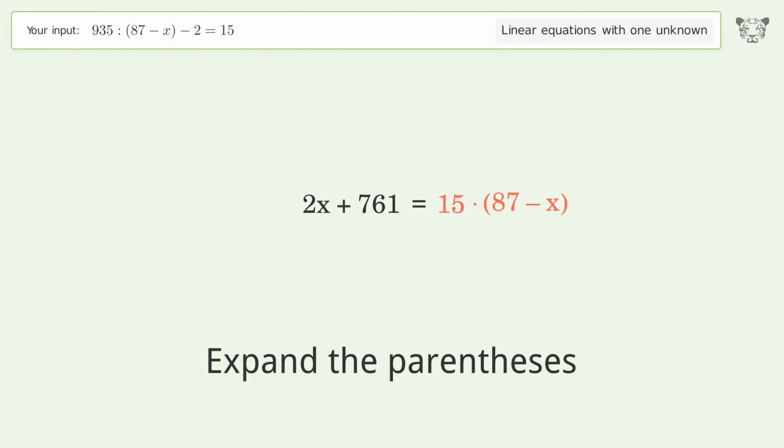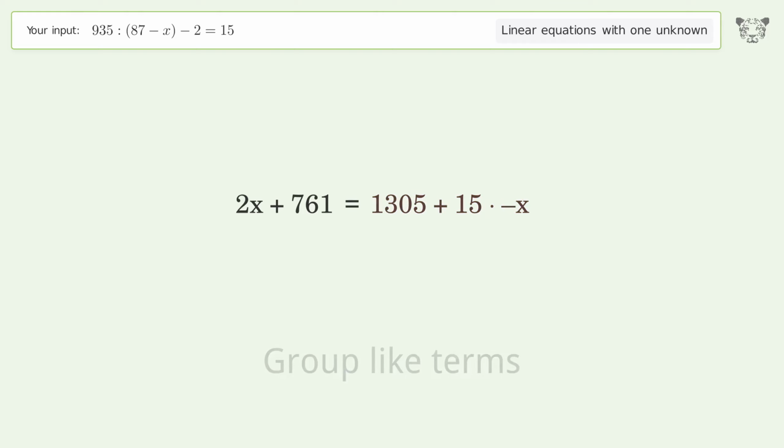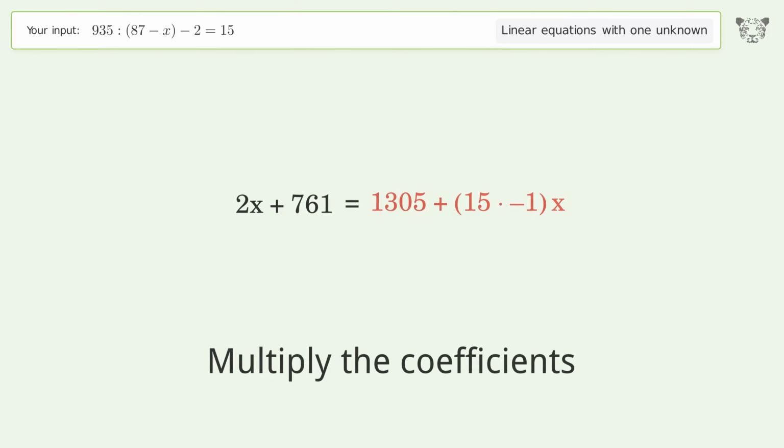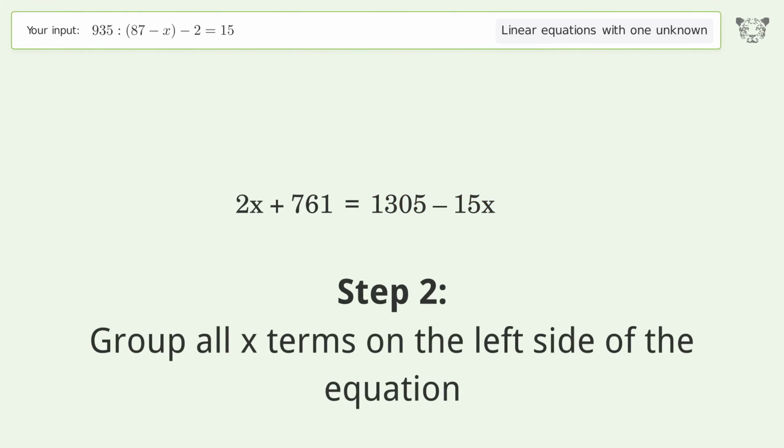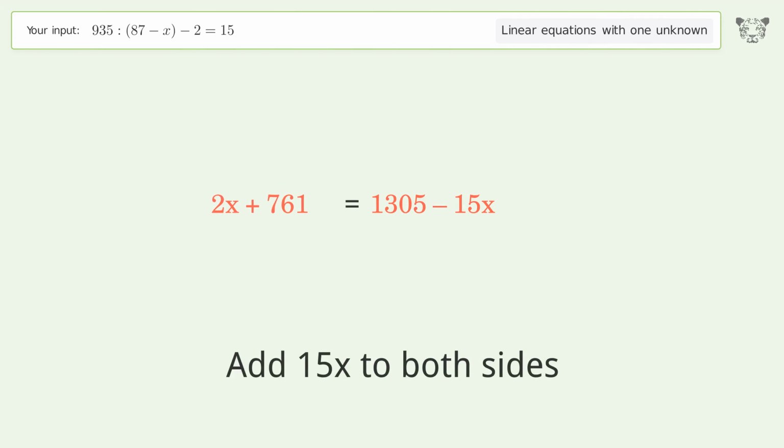Expand the parentheses. Simplify the arithmetic. Group like terms. Multiply the coefficients. Group all x terms on the left side of the equation. Add 15x to both sides.